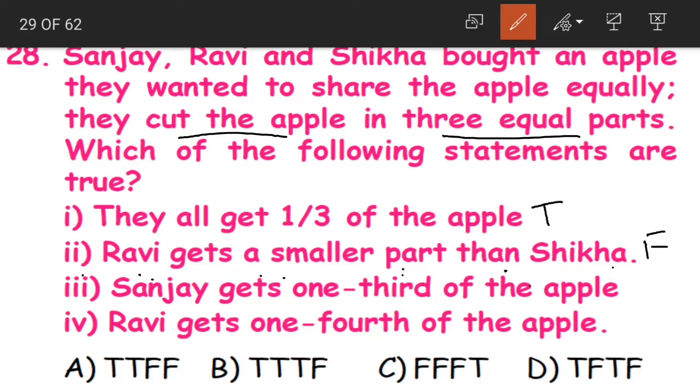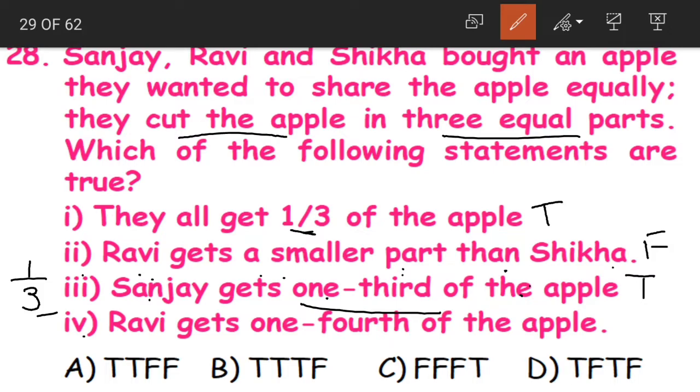Next, statement 3. Sanjay gets 1/3 of the apple. Now what is this 1/3? We discussed it in the first class. Does Sanjay get 1/3 of the apple? Yes, it is true. Each person here got 1/3 of the apple.